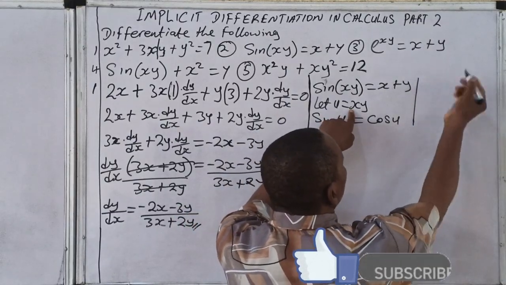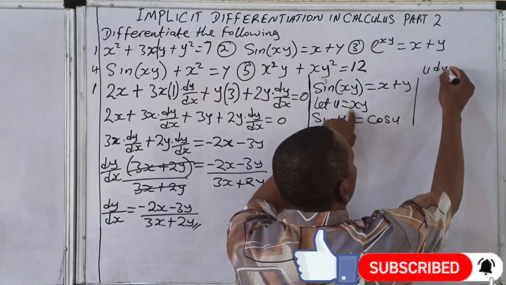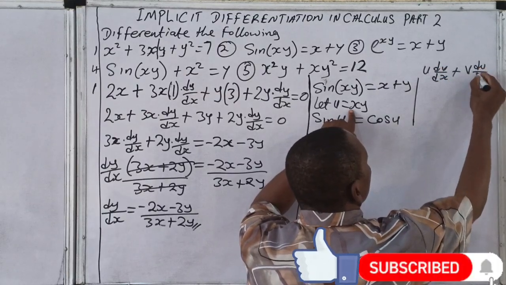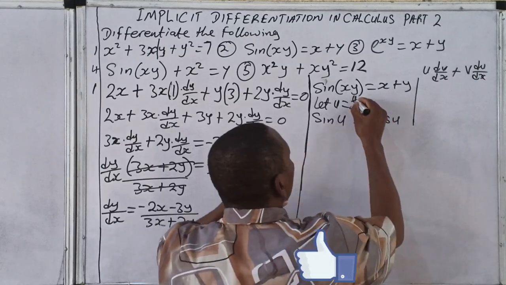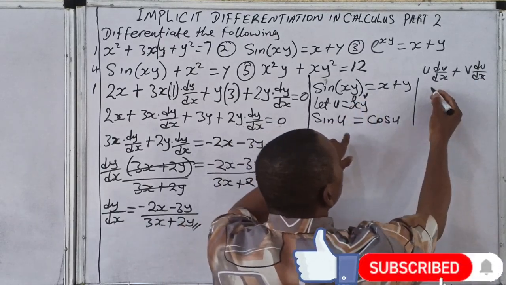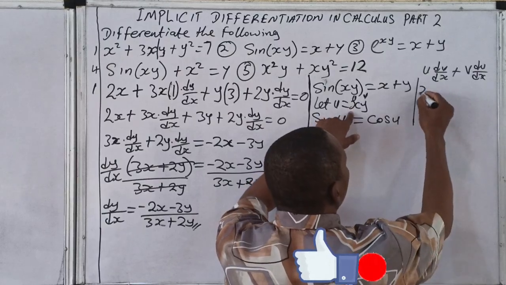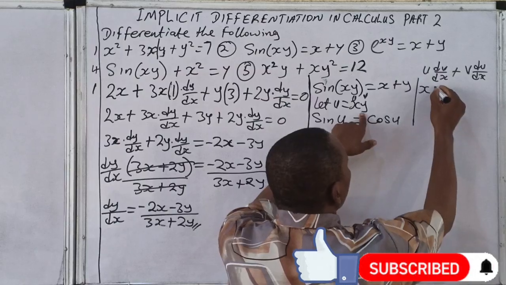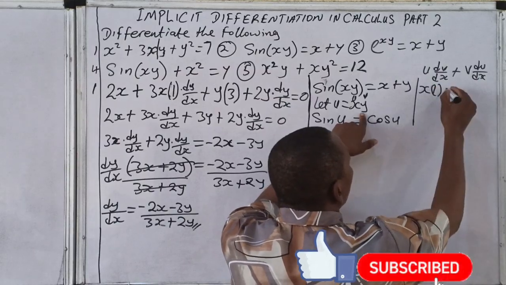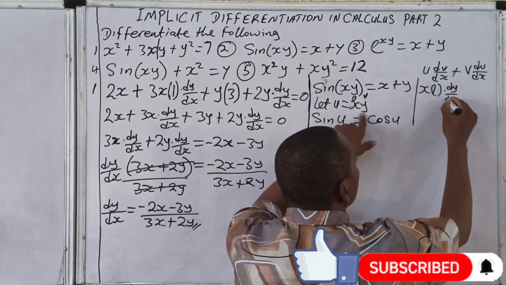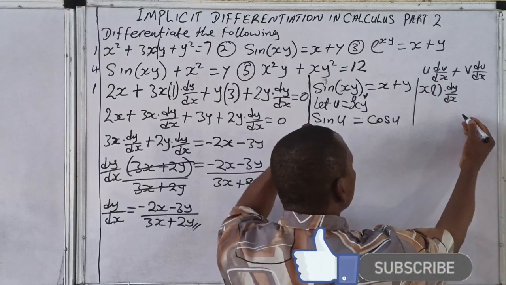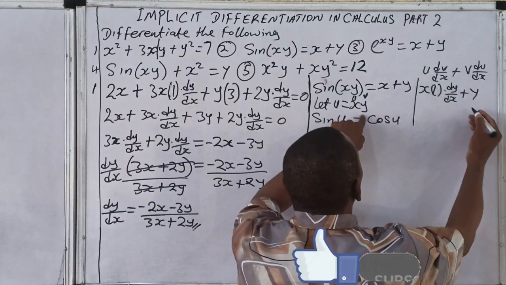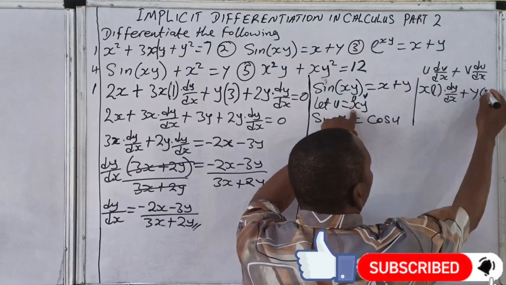And if you have a product rule, let me just write the formula: u dv/dx plus v du/dx. So this is u and this is v. So pick your u, x, differentiate this. That is what I did before in the previous question. If you differentiate this, you have 1. But whenever you differentiate y, you must add dy/dx. Then pick your v, y, then differentiate x. You have 1.